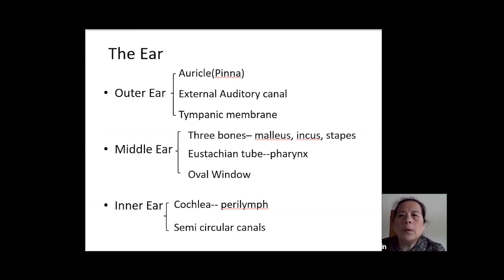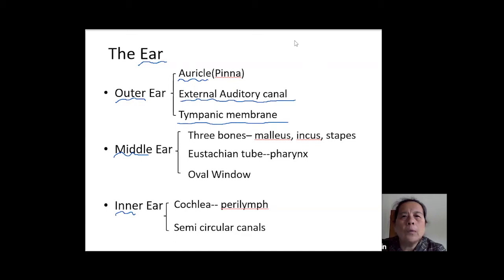So, still review the anatomy first. The ear is separated into three parts: outer ear, middle ear, and inner ear. The outer ear includes three parts: the pinna, the auricle, and then we have the ear canal. Then we have a membrane there.